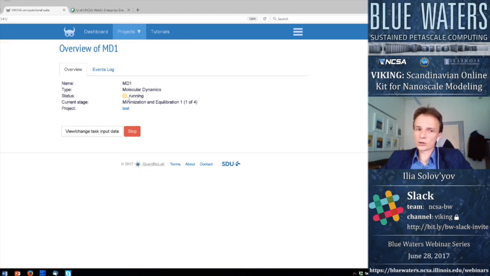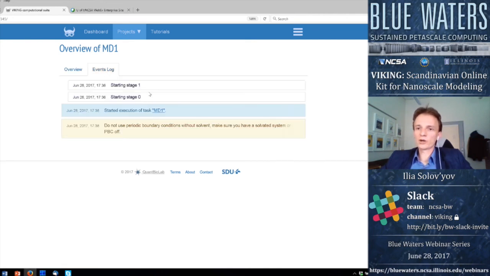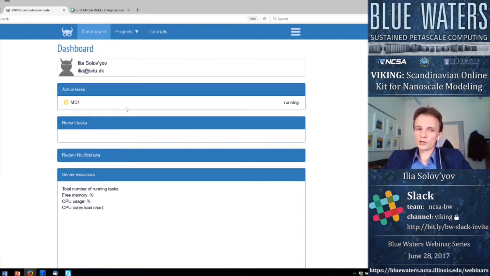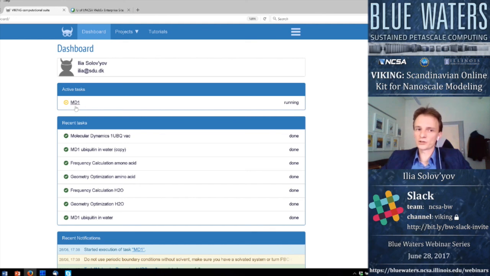Now the status of the task is running, and you can also go to the events log, where you can see what is actually happening with the task. It's being updated dynamically, and you see that we are already at stage 2, meaning that the first stage is complete. As I mentioned, I intentionally put these parameters very low to be able to see some output very fast. Also, if you go to your dashboard, you're able to see the status of the active task, which is MD1 in this case, and you see that it's running. I think the envisioned time for completion is about 9 minutes.